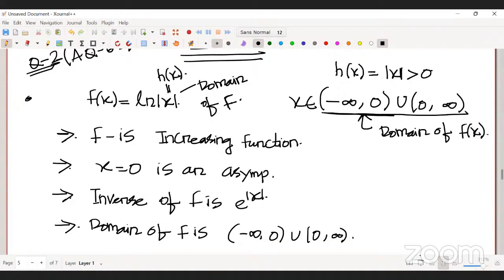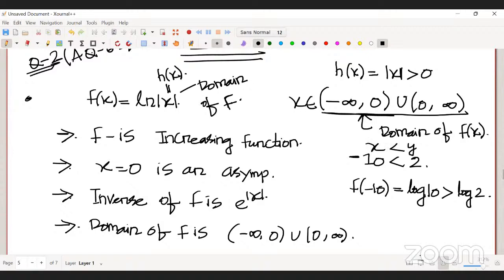It's pretty easy to tell that this function is not increasing. If you take minus 10, which is less than 2, right? What is f of minus 10? It is log 10, and log 10 is 1, which is greater than log 2. So as you can see, x is less than y, but f of x is greater than f of y. So this function cannot be increasing.